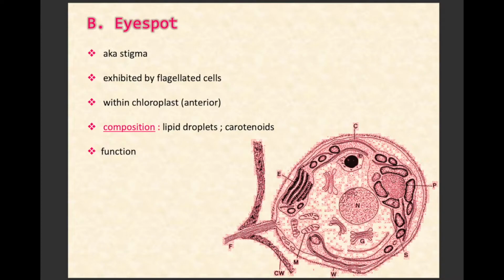Okay, moving on to your eyespot. Remember, this is the eyespot right here. Your eyespot, aka your stigma, is usually involved in light reception, so it serves as an eye, essentially. It is usually exhibited by flagellated cells, and it is located within the anterior portion, within your chloroplast.